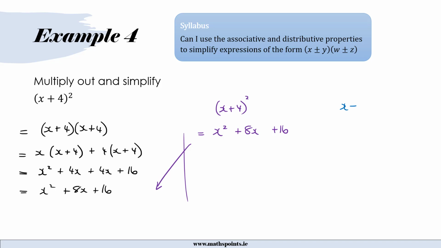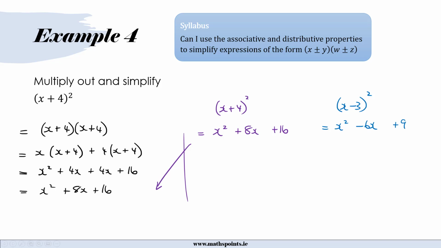Let's do x minus 3 squared. So what we're going to do is square the first, that's x squared. We're going to square minus 3. Minus 3 times minus 3 is plus 9. When you square a negative number, you always get a positive number. And then we're going to multiply the 2. We get minus 3x. And then double that, or times it by 2, which is minus 6x.